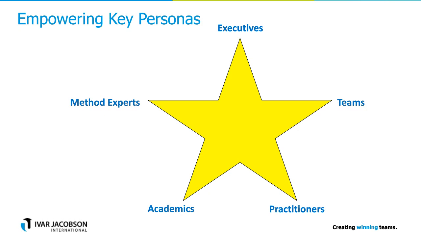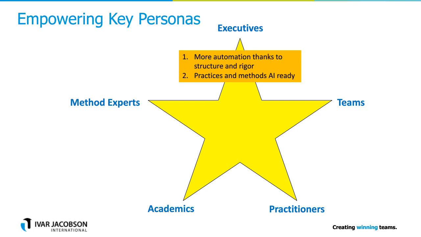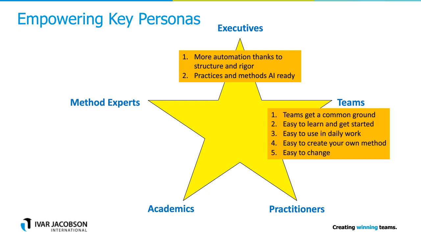The executives get more automation and can have more things automated thanks to the strict structure and rigor of practices using Essence. And practices and methods, if they are designed the way using Essence, which is very easy, it's significantly easier to describe a practice using Essence than what we traditionally did. It's AI ready, ready for being supported by expert system like techniques. And teams get the common ground for conversations.